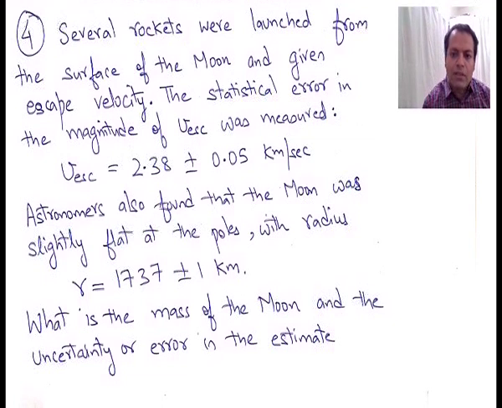Astronomers who were observing the moon from the Earth also found that the moon was slightly flat at the poles. The Earth is also slightly flat at the poles, and the moon is also slightly flat. Probably there is the common aspect of rotation about an axis, which both the Earth and moon do, and that is responsible for this flattening at the poles. So what did they find? They found that the radius is not one single value. The radius is 1737 plus minus 1 kilometer. The question says what is the mass of the moon and the uncertainty or error in the estimate.